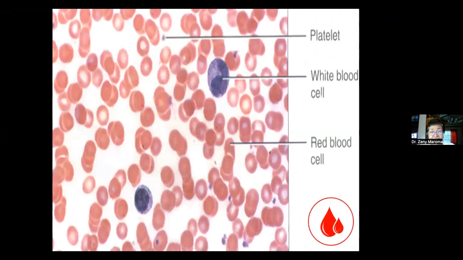And what are these cellular elements? The cellular elements. We have the RBC, which are millions in number. We have the platelets, no? The platelets, ito yung maliliit na platelets, yan. So ito, these are our WBC.